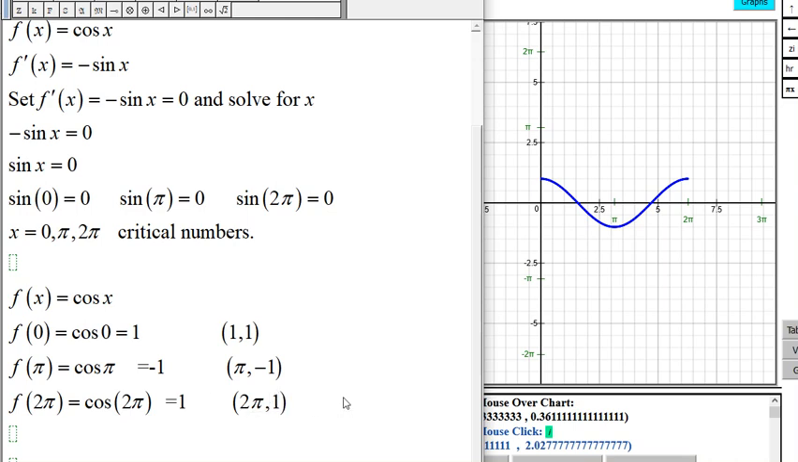So we look on when x is 0, this should be 0. If we look at pi and negative 1 right here, this is pi and this is negative 1. So at the point pi, negative 1, we have a minimum right here. And then at the point 0, 1, we have a maximum. And then at the point 2 pi, 1, we have a maximum.